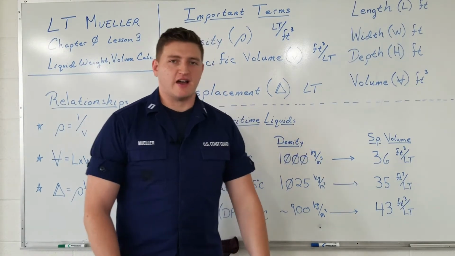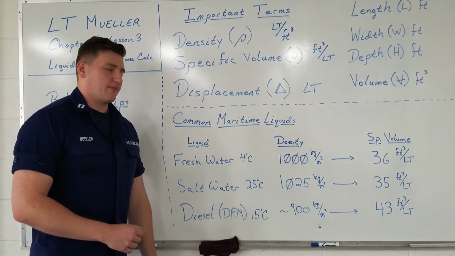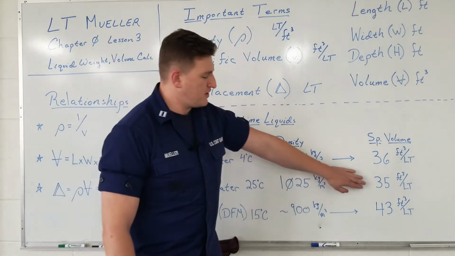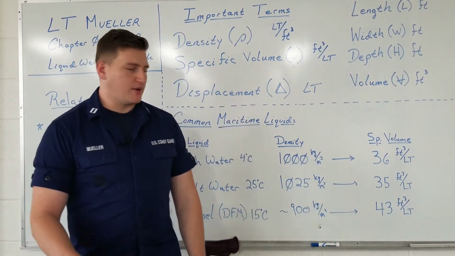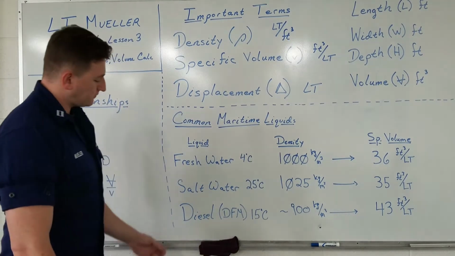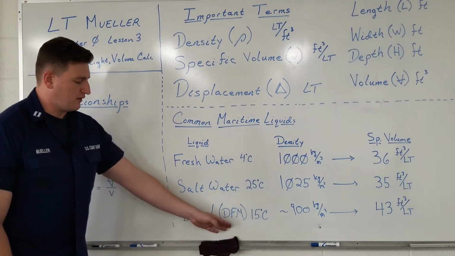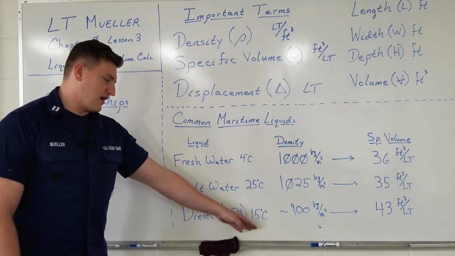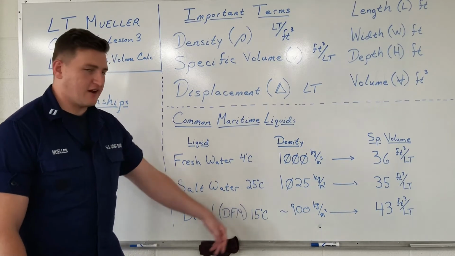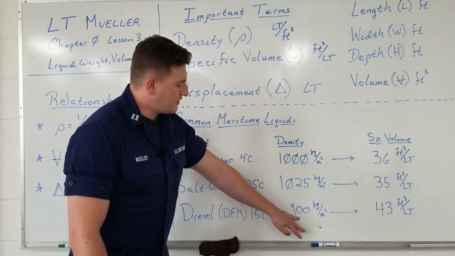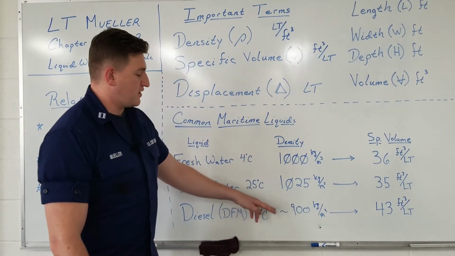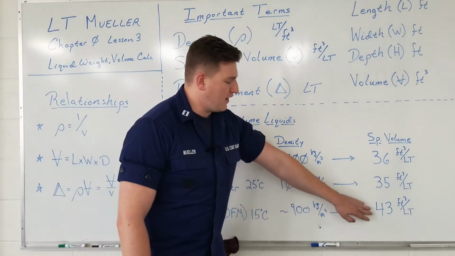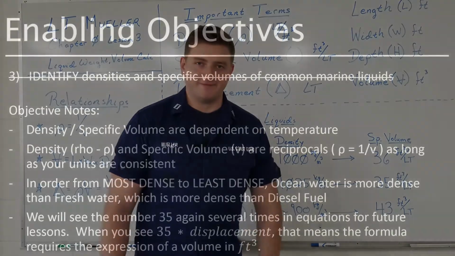This number 35 is going to show up several times over the next couple chapters in different equations, typically multiplied by displacement. When we multiply this by displacement, it means that the formula is trying to extract a volume of added salt water. And lastly, we have diesel fuel, or DFM, at 15 degrees Celsius, which is right about 59 degrees Fahrenheit. So we have a density of 900 kilograms per meters cubed. So you see it's much less dense. It's about 10% less dense as fresh water. And then converted to specific volume, it's 43 cubic feet per long ton.